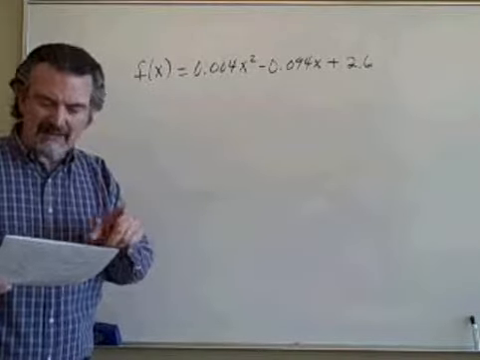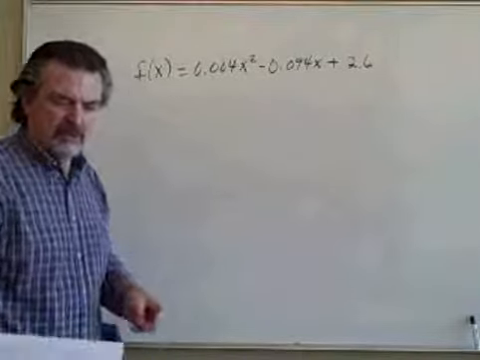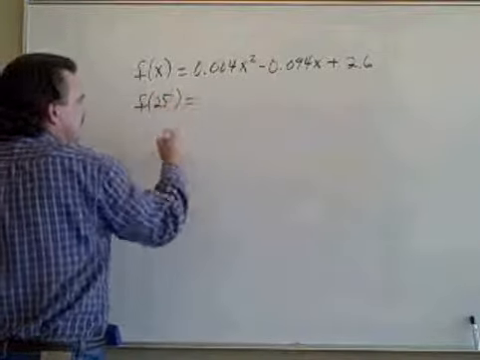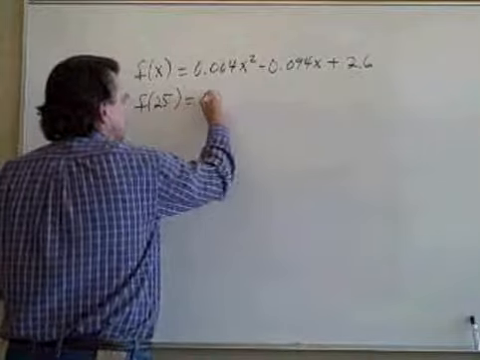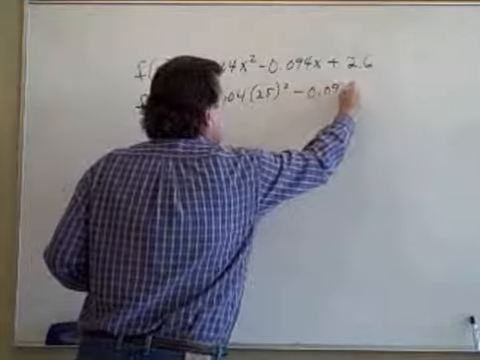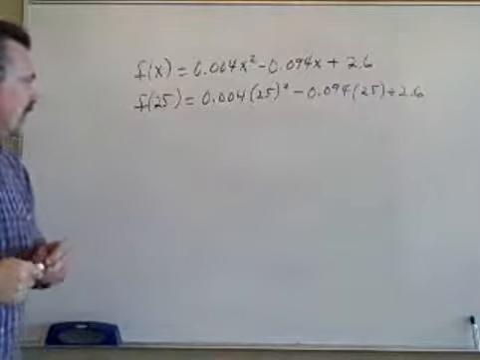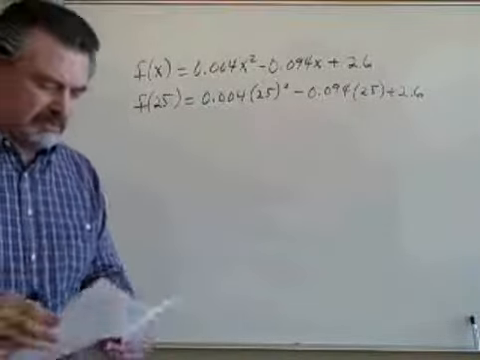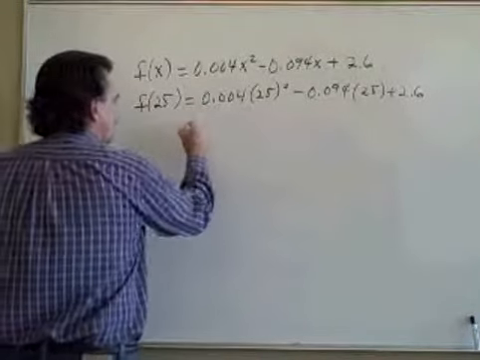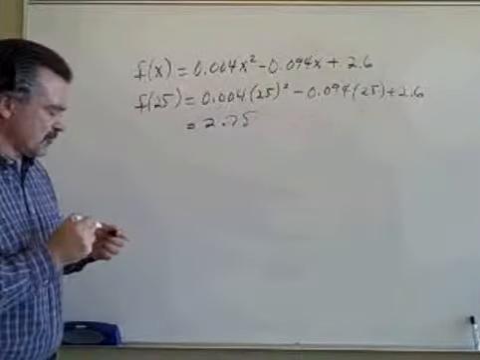Well, 2005, how many years after 1980 is that? That's 25 years after 1980, isn't it? So in order to answer that question, we would evaluate this function at x equals 25. I did all of that arithmetic for us, and when we do that arithmetic, we get a value of 2.75 for the function's value when x is 25.